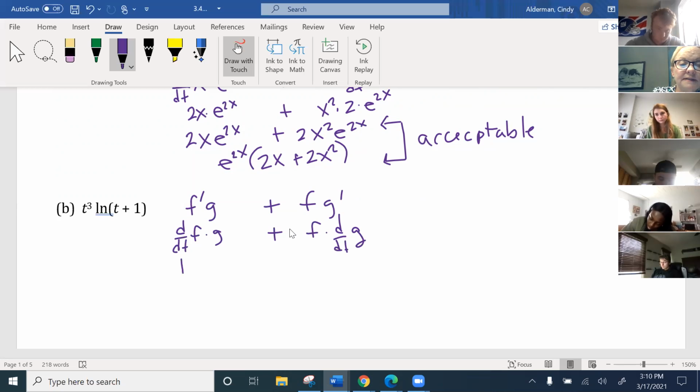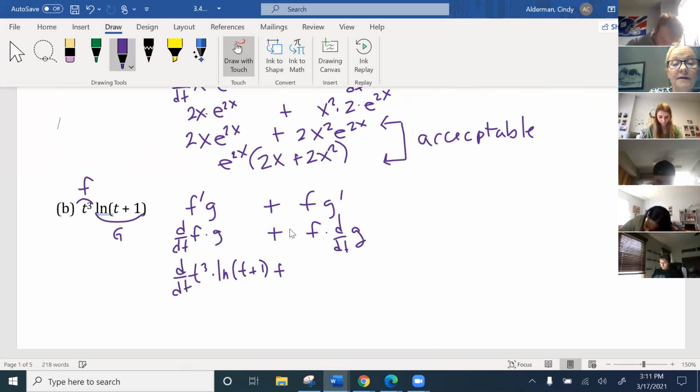So let's put in the derivative, d over dt, and our F function is here, and our G function is here. Okay, so our F function is t cubed, and our G function is the natural log of t plus 1.